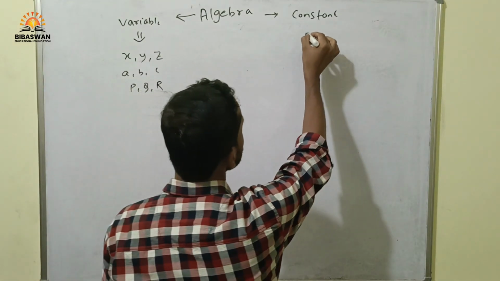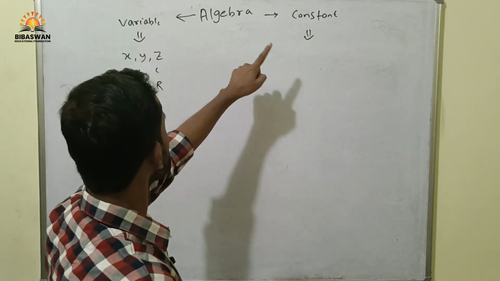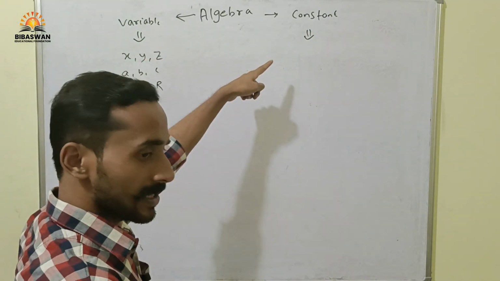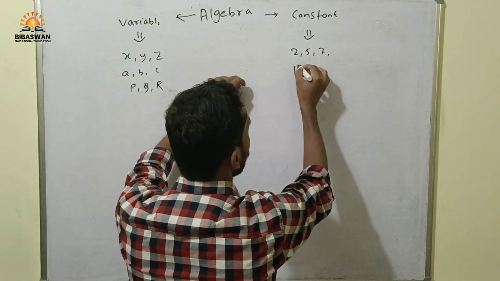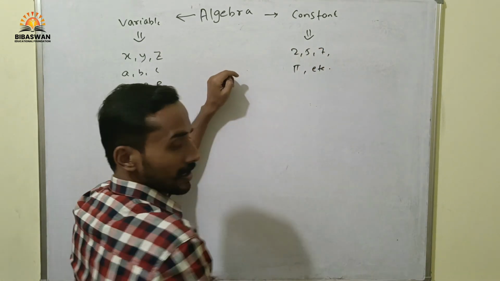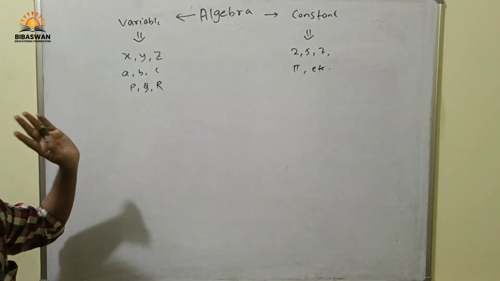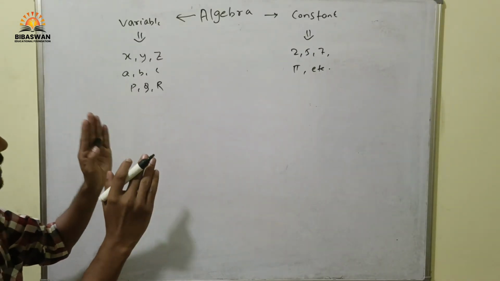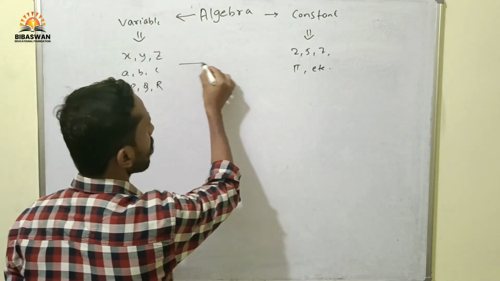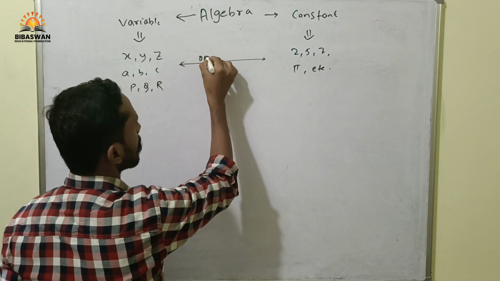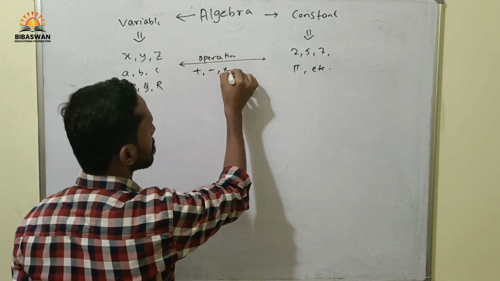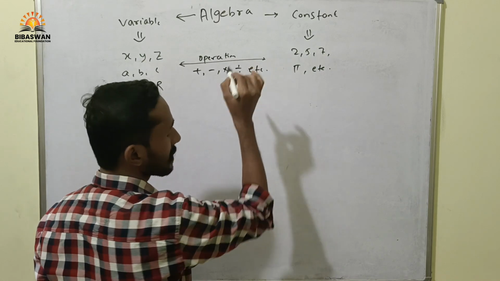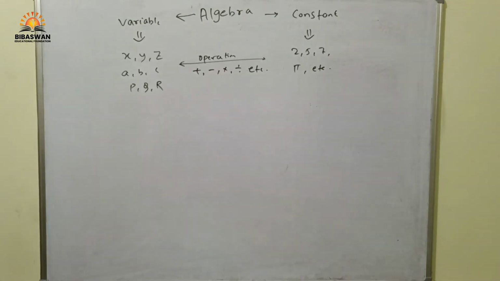Constant means the symbol which has fixed value: 2, 5, 7, pi, etc. They are constants which have fixed value. And we combine the variable and constant with the help of operations. What are the operations? Plus, minus, multiplication, division. These are the operations of mathematics.